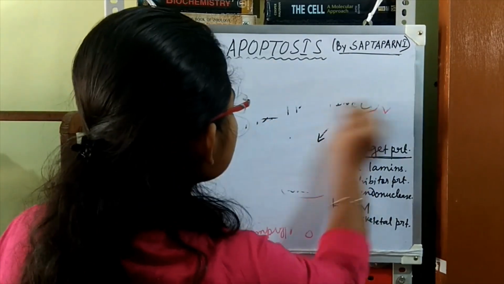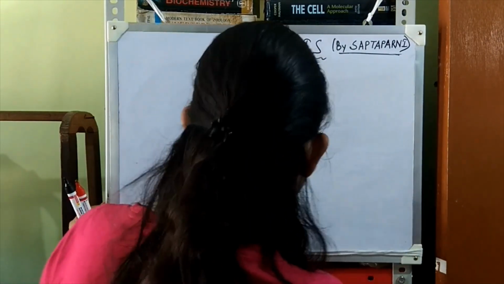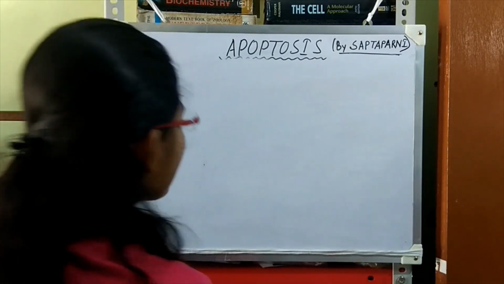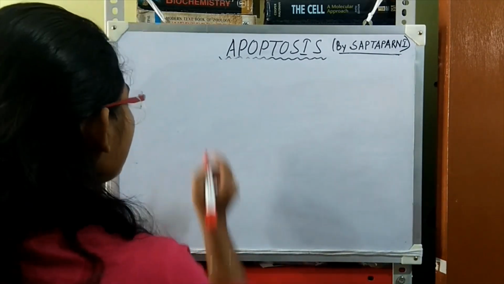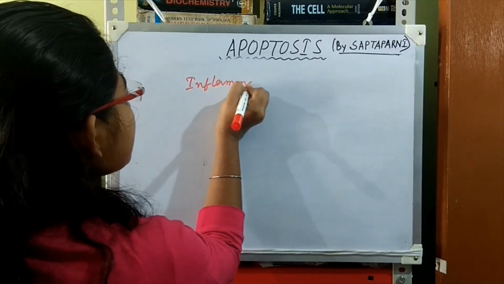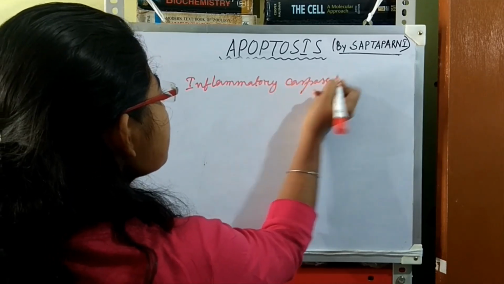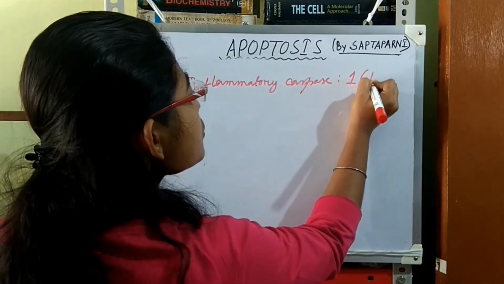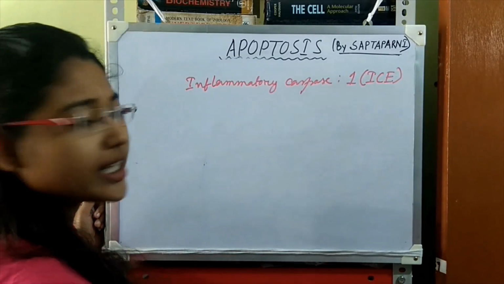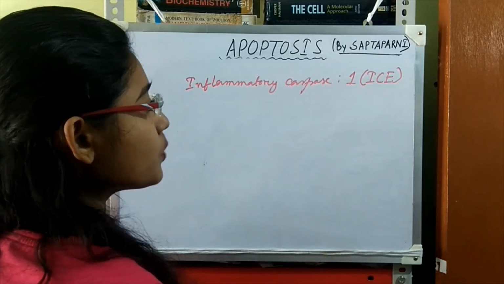Another thing is that not all caspases are always required for apoptosis. Some caspases function in the inflammatory process. Inflammatory caspases are mainly caspase 1, which is also known as ICE, or interleukin 1 converting enzyme, which converts the precursor of IL-1 to its active form.